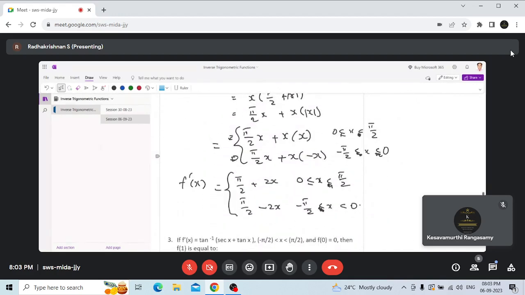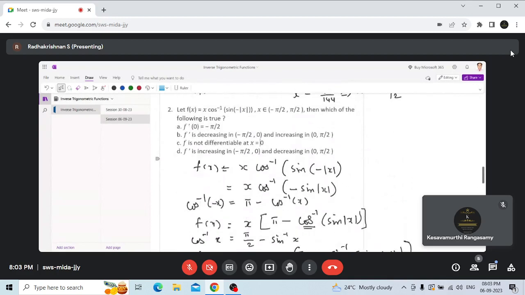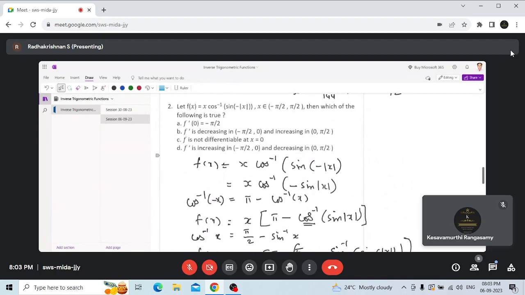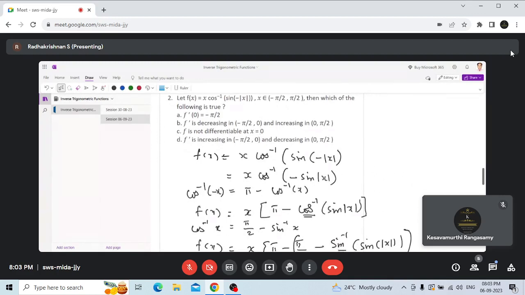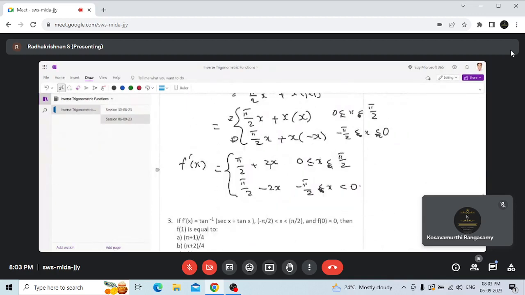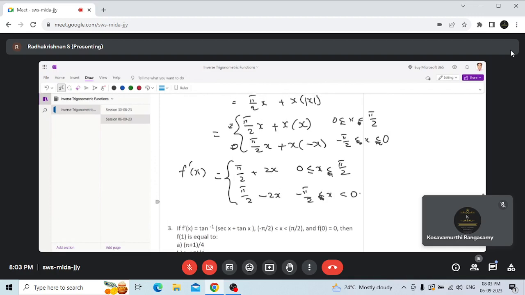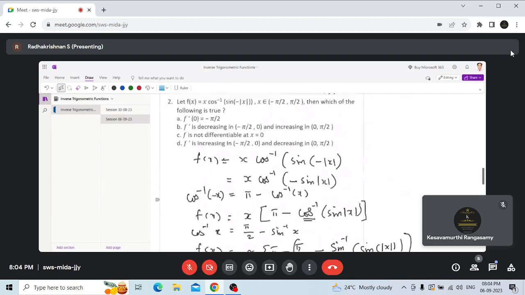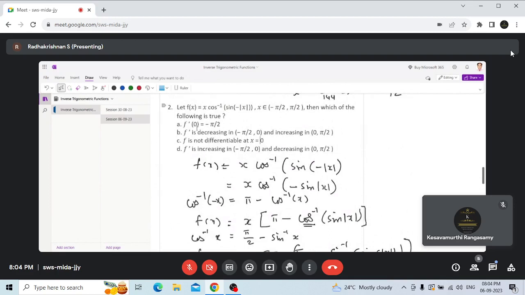So then the second option is f dash is decreasing in minus pi by 2 to 0 and increasing in 0 to pi by 2. Okay, so it is not differentiable at x equal to 0. We can evaluate that. When x equal to 0, whether you come from 0 plus or 0 minus, the limit comes to the same value. Therefore it is differentiable at x equal to 0. So the question is only between B and D.